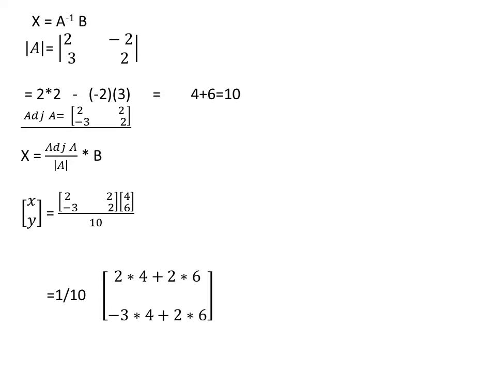It can be written as 1 over 10 into first row of first matrix is multiplied with the first column of second matrix, which will give us 2 multiply 4 plus 2 multiply 6. After this, second row of first matrix is multiplied with the first column of second matrix, which will give us minus 3 multiply 4 plus 2 multiply 6. By solving these terms, we can write 1 over 10 into elements of the matrix 8 plus 12 and minus 12 plus 12, which will give us 1 over 10 into matrix with the elements 20 and 0.